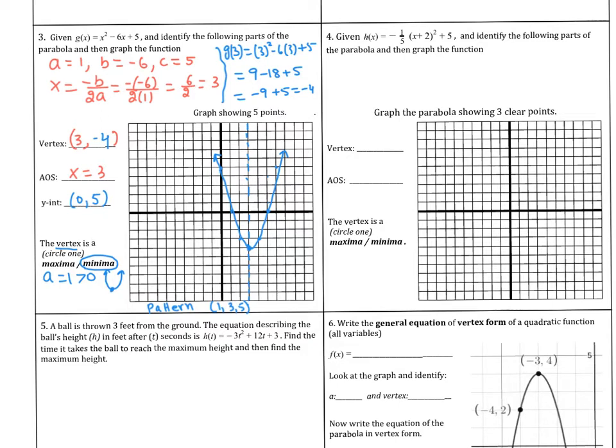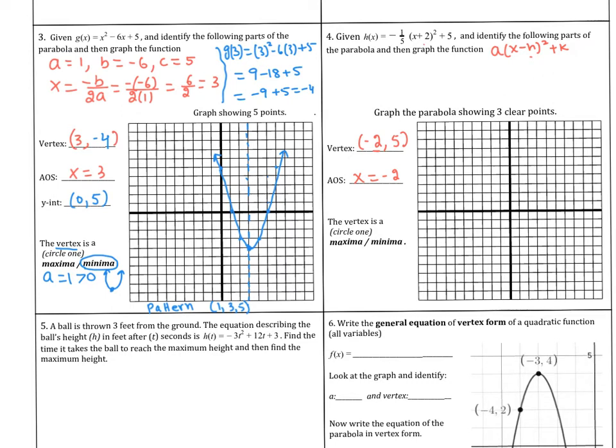For number 4, given h(x) equals negative 1/5 (x plus 2) squared plus 5, identify the following parts of the parabola and then graph the function. You're going to find the vertex of this function, and the vertex is going to be (negative 2, 5). Axis of symmetry is the x coordinate or h value, that is negative 2. Remember, you're comparing it with the original function a times (x minus h) squared plus k. Always use the opposite sign for h. It means if it's positive 2, you're going to use negative 2.